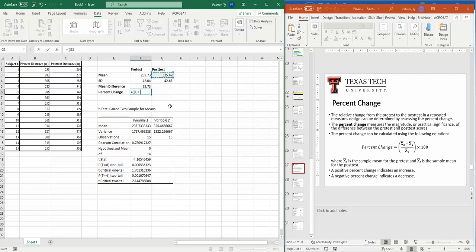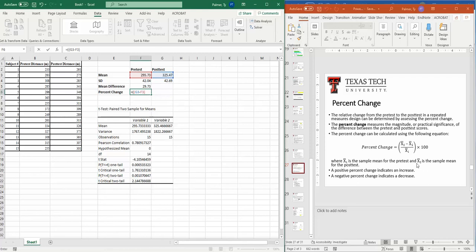Minus, if we put minus here, minus on our keyboard, minus the pre-test mean. This x1, remember, is the pre-test mean, so I'm going to select the cell with the pre-test mean. There we go. Now I'm going to close parentheses for the first one. I'm going to do a close parentheses there, just for the first one.